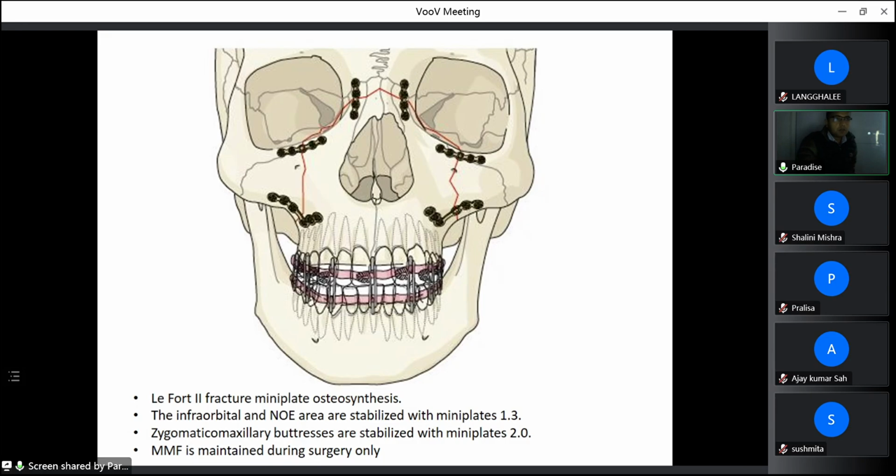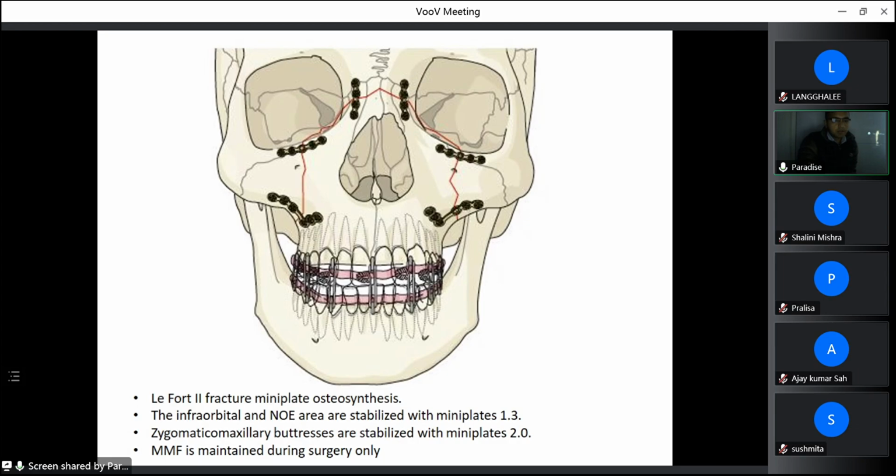Okay. And most importantly, whenever you are treating either midface fracture or mandibular fracture, if the occlusion is involved, you have to do mandibular maxillary fixation intraoperatively. The first thing is function. You have to maintain the occlusion. First, you have to put all the teeth in the occlusion. Once the occlusion is stabilized, then only you have to fix the fracture. Whether it is mandibular fracture or midface fracture, you have to maintain the occlusion.